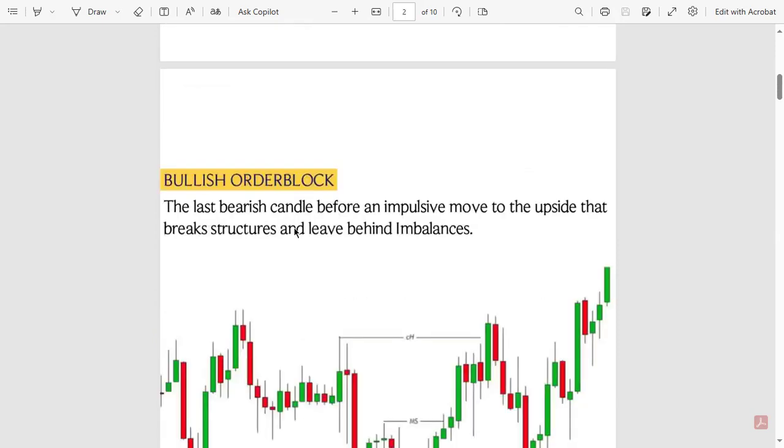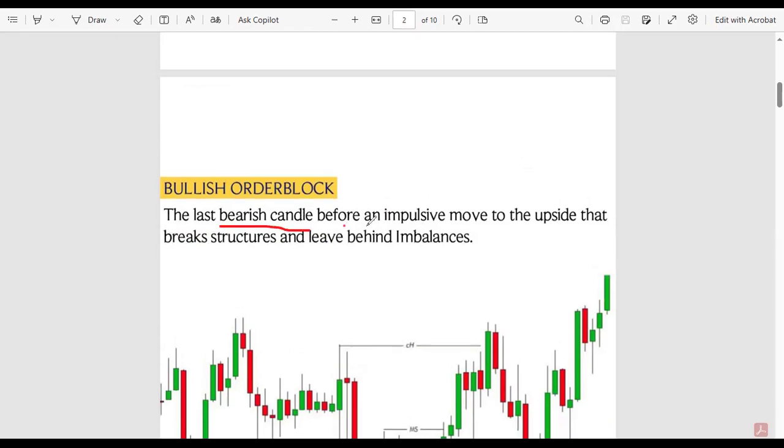The first one is the bullish order block, which is the last bearish candle. Remember that it's the last bearish candle before an impulsive move to the upside, because we are talking about bullishness, an uptrend. Remember this: a bullish order block is the last bearish candle, not a bullish candle. It's the last bearish candle before an impulsive move to the upside that breaks structure and leaves behind imbalances.